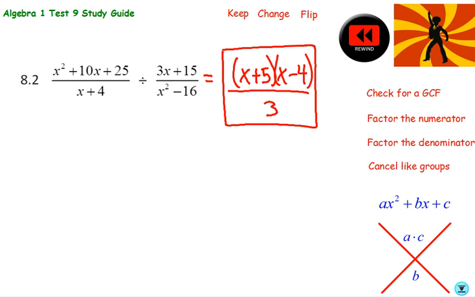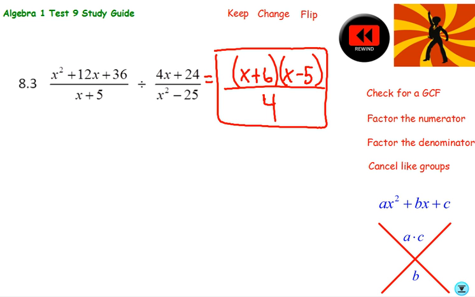And pause it there if that's not what you got. But if you did get that, let's take a look at 8.3. Should have got (x plus 6) times (x minus 5) over 4. All right, two left. On to number 9.